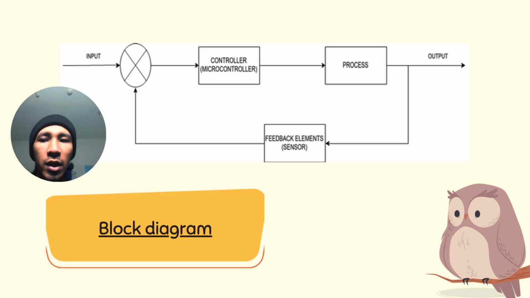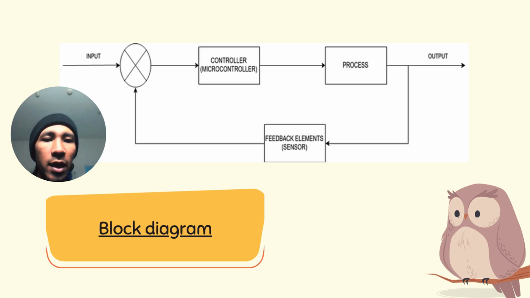And then process. The process is the system being controlled. It performs the actual operation or task. The controller's signal drives the process to achieve the desired output. So the output is the result of the process. It should ideally match the input or desired value.